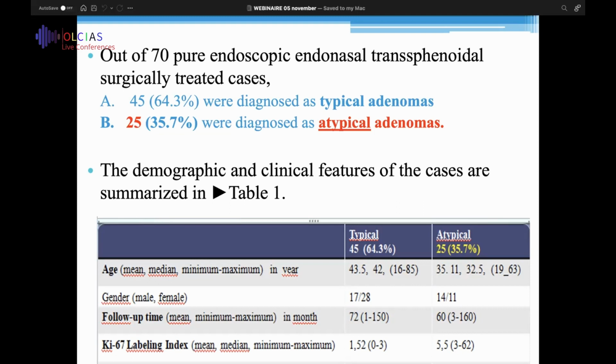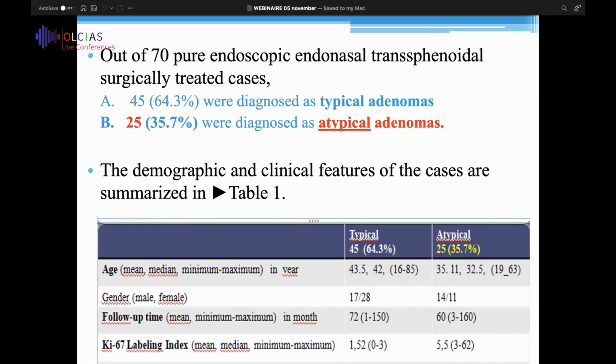So we have a predominance of typical adenoma in our study, but we are focusing on the demographic and clinical features of atypical adenoma. Why this? Because atypical pituitary adenoma presents problems.